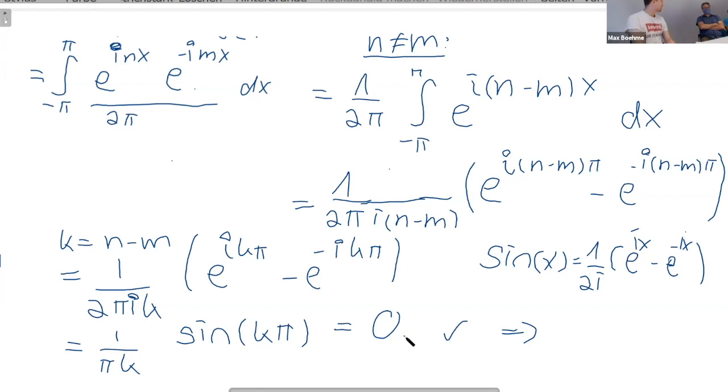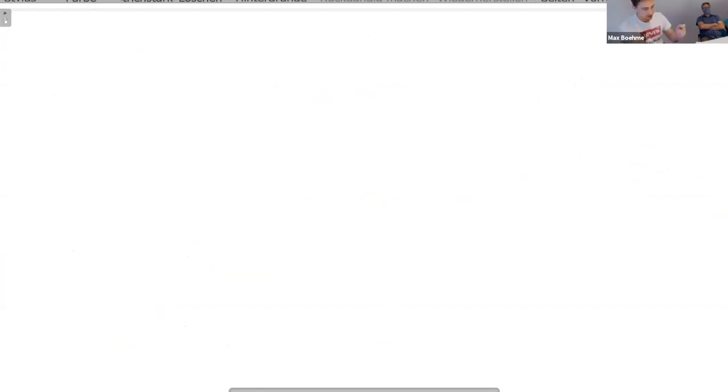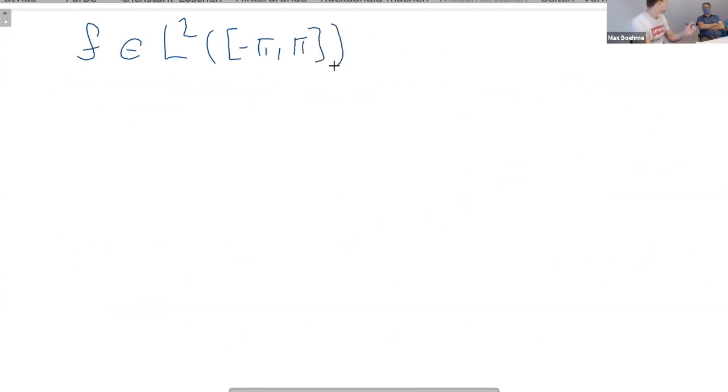Okay. So now let's take a function f, which lives on this L2 space. And now let's do the same thing which we just did in R3, where we project on something. We project on something, yes. Whatever that means, don't think about it too hard.